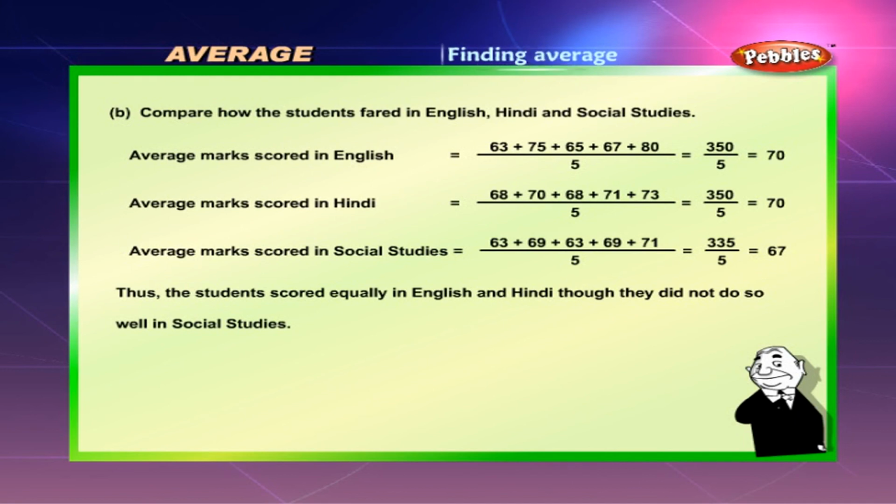Average marks scored in Social Studies is equal to 63 plus 69 plus 63 plus 69 plus 71 divided by 5, which gives 335 by 5, which is equal to 67. Thus, the students scored equally in English and Hindi, though they did not do so well in social studies.